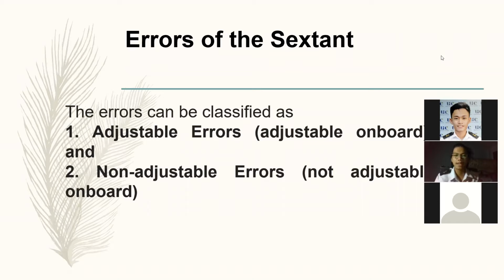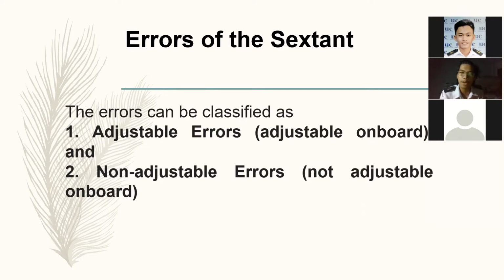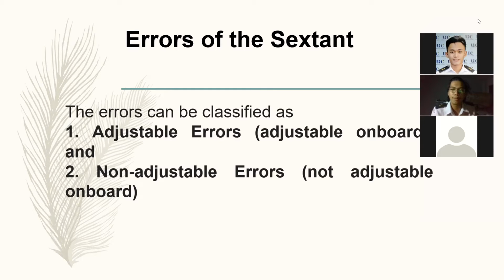Errors of the sextant. The errors of the sextant can be classified into two: the adjustable errors, adjustable on board, and non-adjustable errors, not adjustable on board. By the name itself, understandable, the adjustable errors can be adjusted on board, and the non-adjustable errors are errors that cannot be adjusted on board.